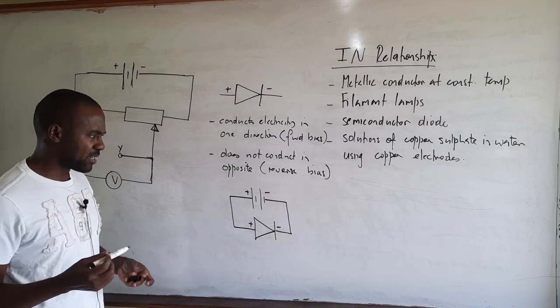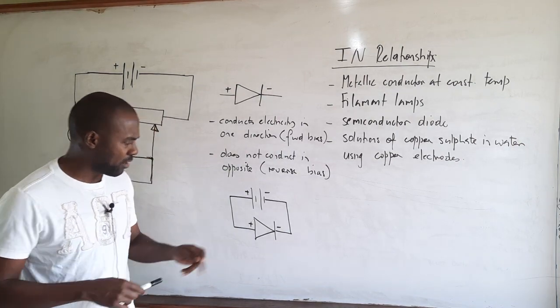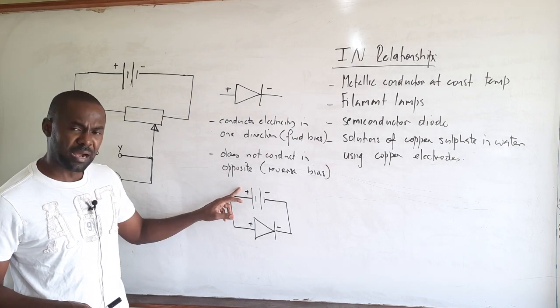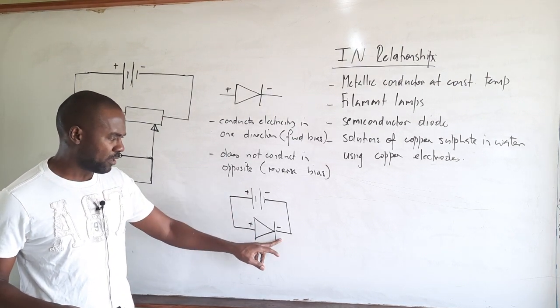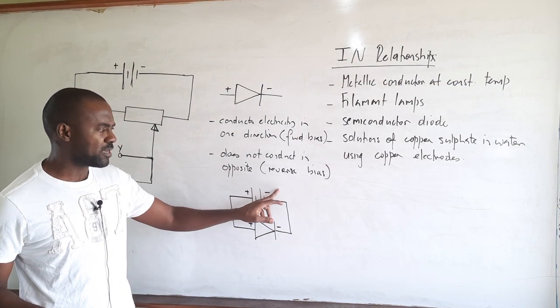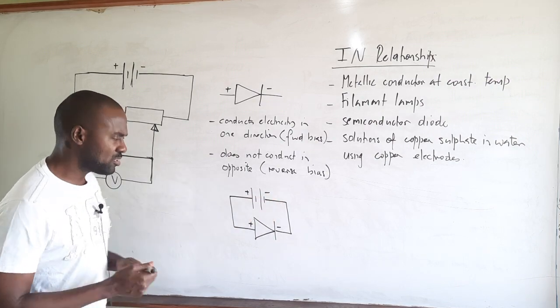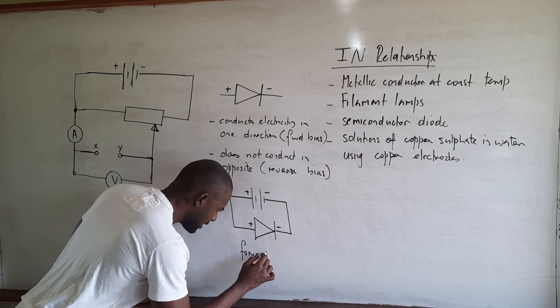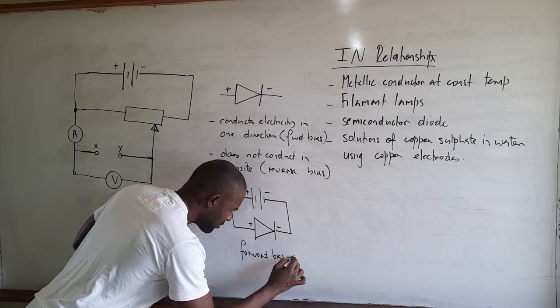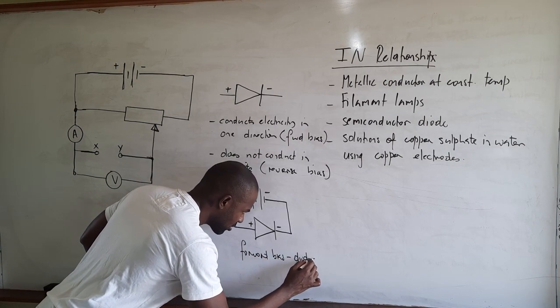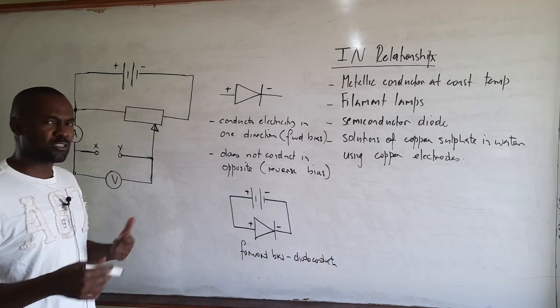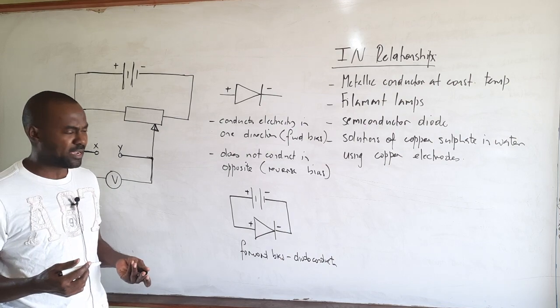Now, in this particular case, we have the positive terminal of the diode connected to the positive terminal of the battery, and the negative terminal of the diode connected to the negative terminal of the battery. So this means that this diode is forward biased, and therefore the diode conducts. The diode will allow the passage of an electric current because it is forward biased.